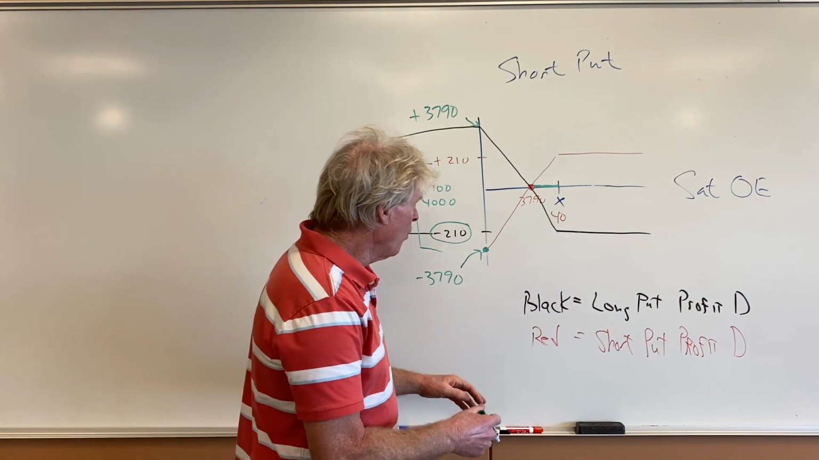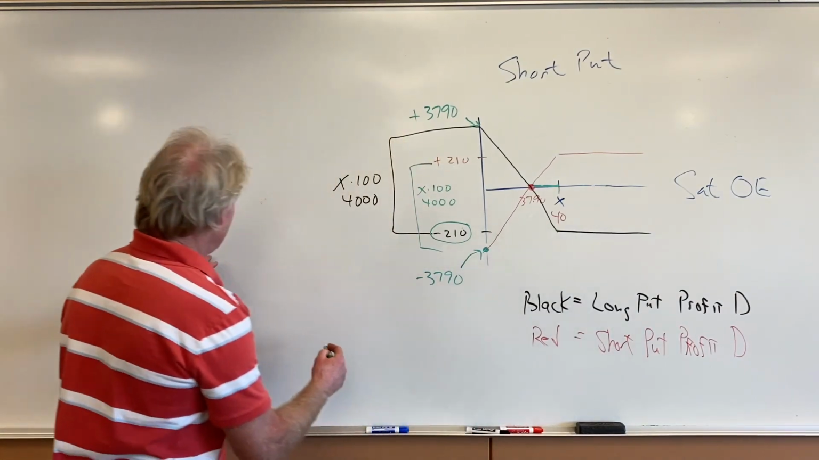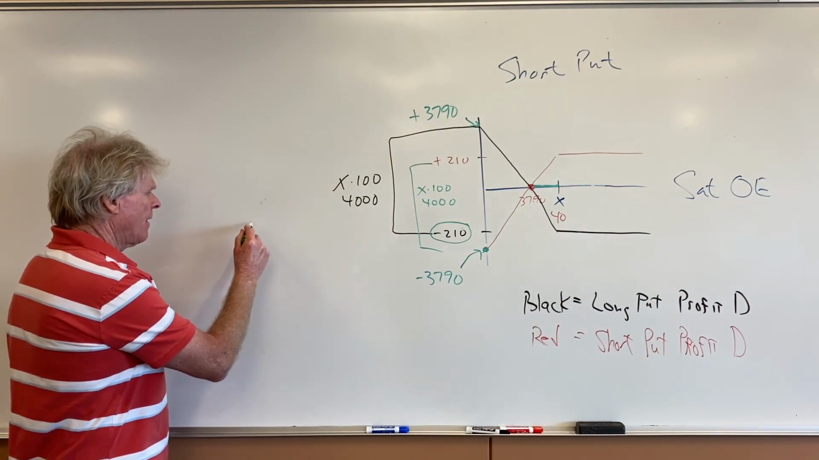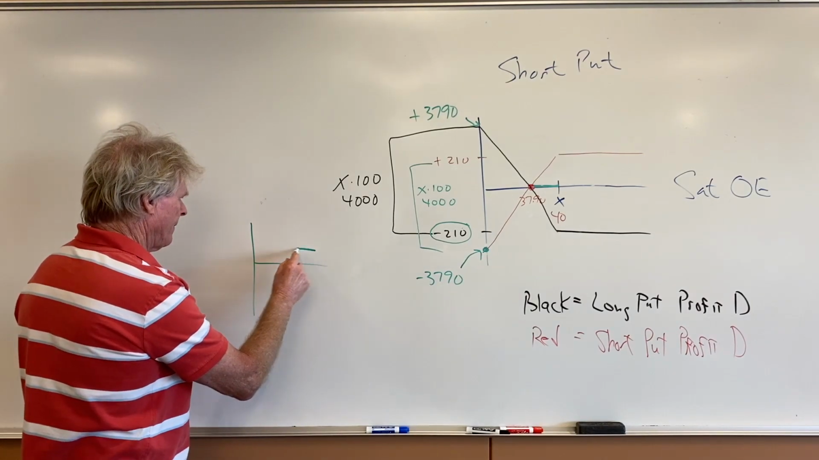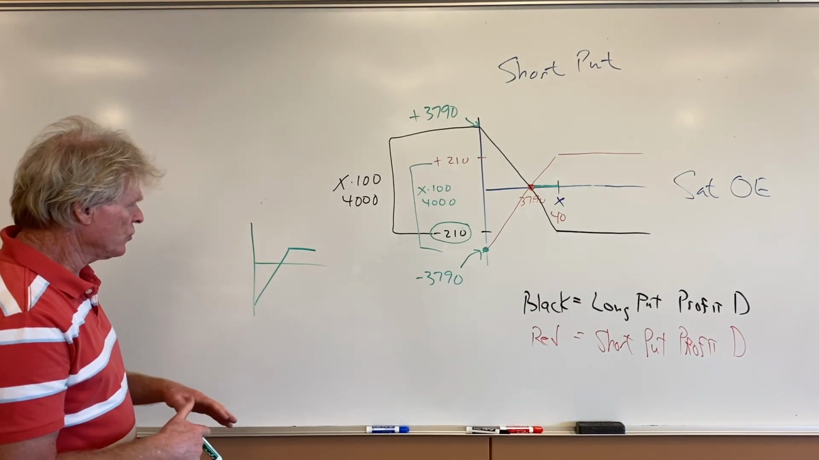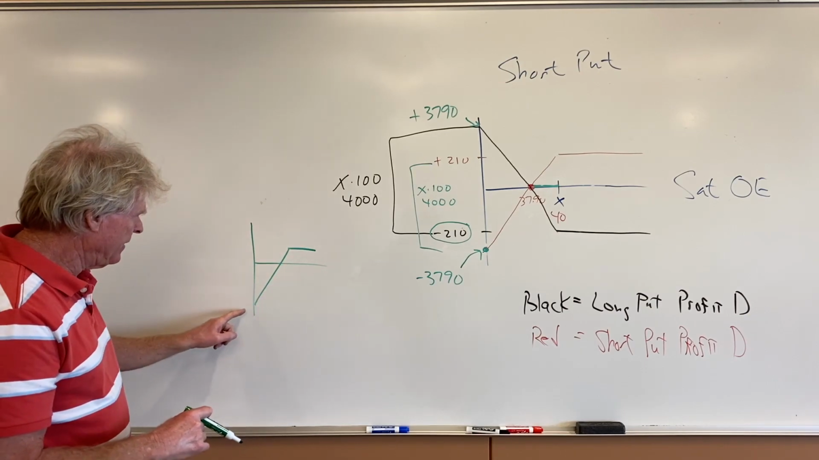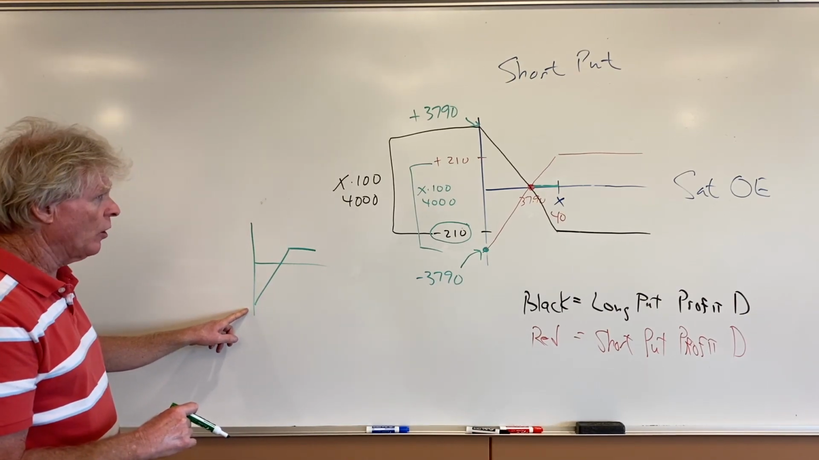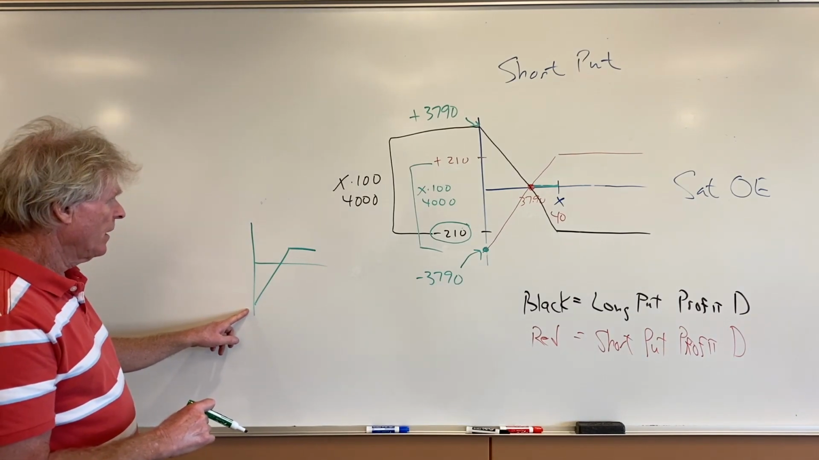Of course, if one writes an option, in this case, writing a put, with that profit diagram that we just saw, you have a maximum gain, a maximum loss, but that maximum loss could indeed be quite large.